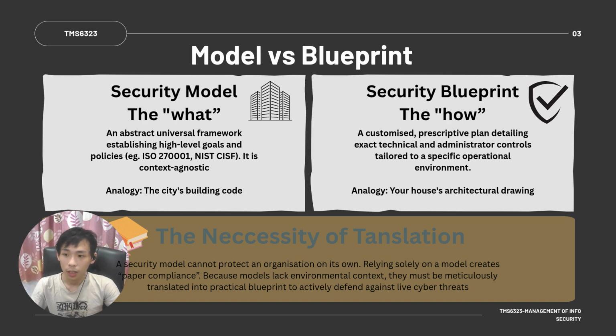Okay. Next is the critical takeaway: the necessity of translation. A security model cannot protect our retail organization on its own. If we simply adopt a model without customizing it, we achieve what is known as paper compliance, meaning that we only look secure on paper but are completely vulnerable in reality, because the security models lack environmental context. They must be translated into practical and tailored blueprints in order to defend our organization against live cyber threats. So in summary, we must use an established model as our compass, but we must build a custom blueprint to serve as our actual shield.